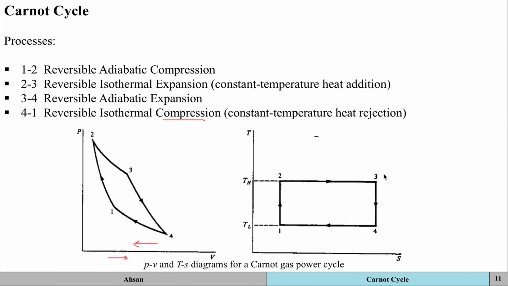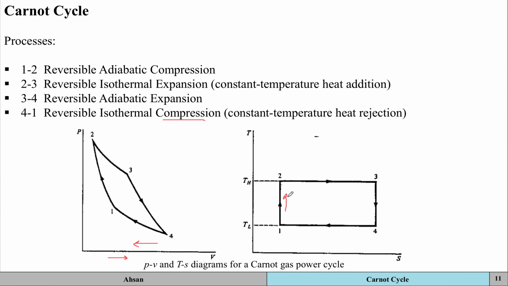And from 2 to 3, the temperature remains constant because it's an isothermal expansion. Then 3 to 4 is an isentropic process, so the entropy is constant here, and 4 to 1 is then an isothermal process. So you might think, hang on, how do I know that, for example, process 1 to 2 is an isentropic process?